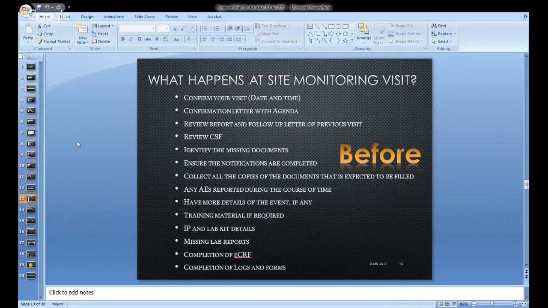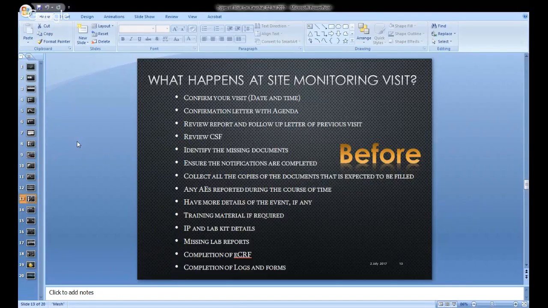Yes, like we did for SIV, site initiation visit, we would be discussing on the same lines for site monitoring visit. That is before, during, and after. So what happens at the site monitoring visit? Before you go ahead for the site monitoring visit, what are the preparations? First and foremost, confirm your visit, date and time included. So before you go ahead for the visit, discuss with the investigator, discuss with the site staff, confirm the date of visit, from what time to what time the visit needs to be conducted.